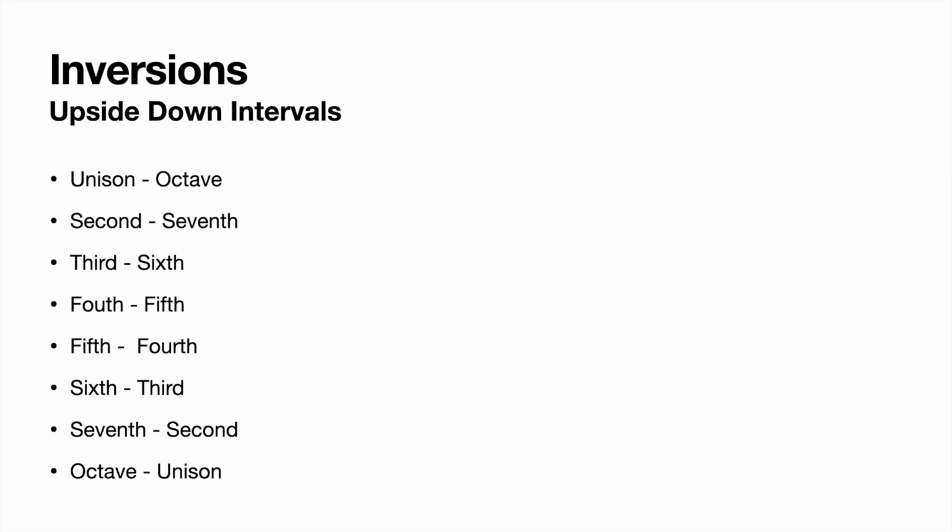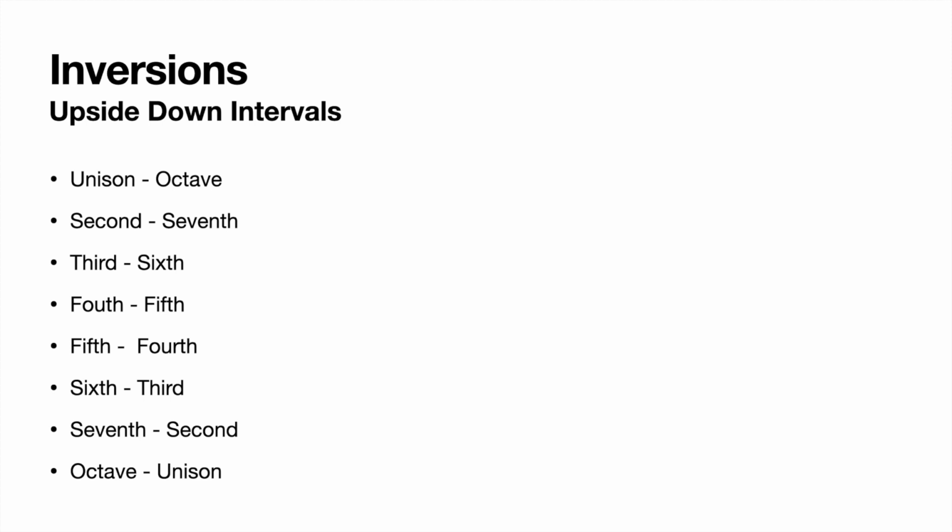Now, if I want to turn them upside down, that's all an inversion is, upside down. So if I have a C and a C together, but then I want to put one of the C's up an octave, it's now an octave. So unisons become octaves. Seconds become sevenths. C to D is a second, but if I put the C on top, it's now 7 away instead of 2 away. So C to D is a second, D to C going the other way is a seventh. I'm going to show you this in a minute.